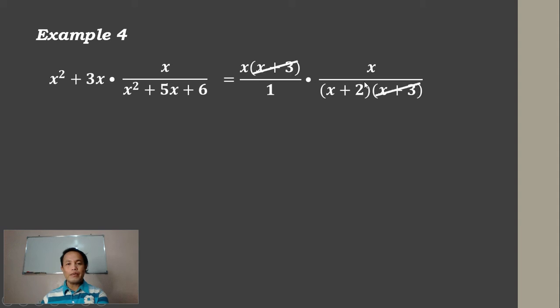Then afterwards, we cancel out the common factor. We have x plus 3 and x plus 3, so we cancel them out. We cannot cancel out both x here because they are both in the numerator. So what we need to do with x and x is simply multiply. x times x is x squared. Then 1 times x plus 2 is x plus 2. So our final answer is x squared over x plus 2.